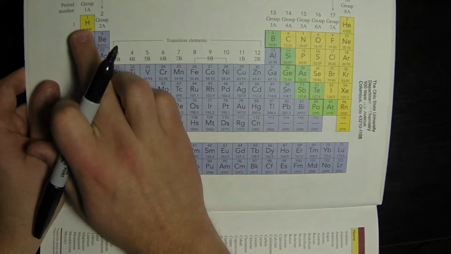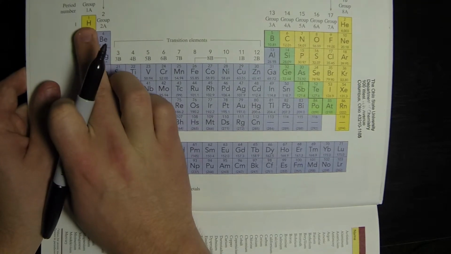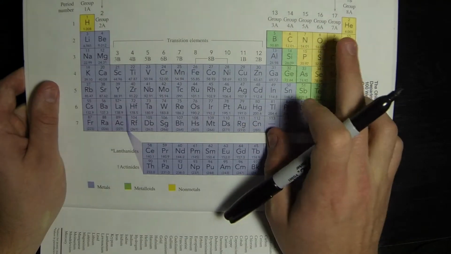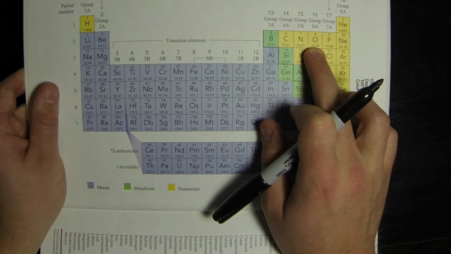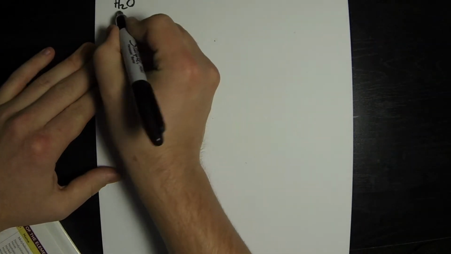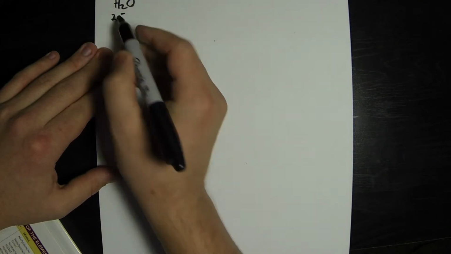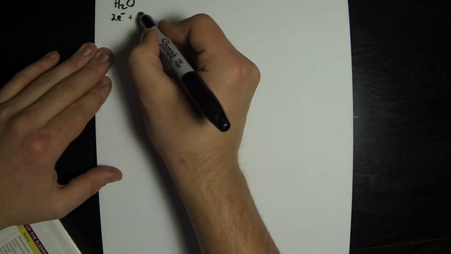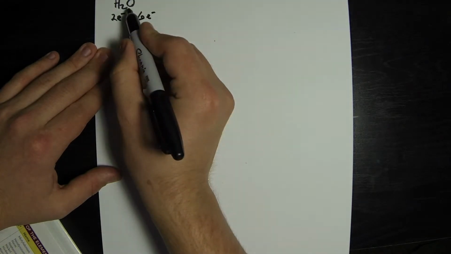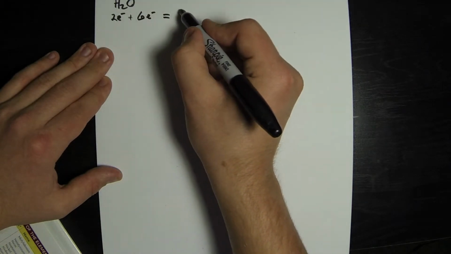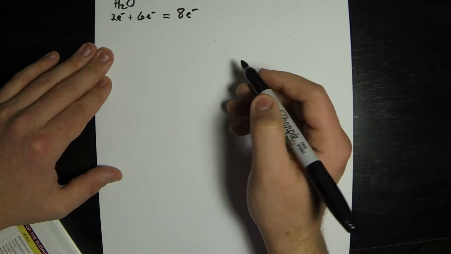So in our case, hydrogen has 1 valence electron, and oxygen has 6 valence electrons, right? So knowing that, we've got 2 hydrogens, so that's 2 electrons from the hydrogens plus 6 electrons from the oxygen. So that goes to 8 electrons total.